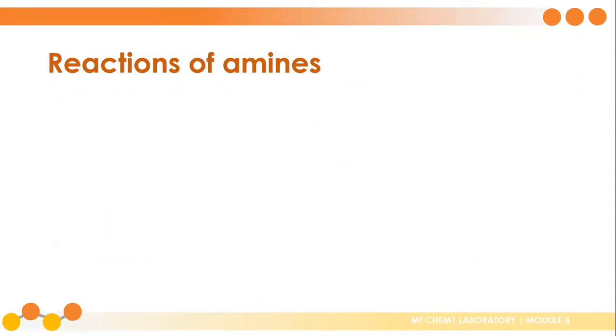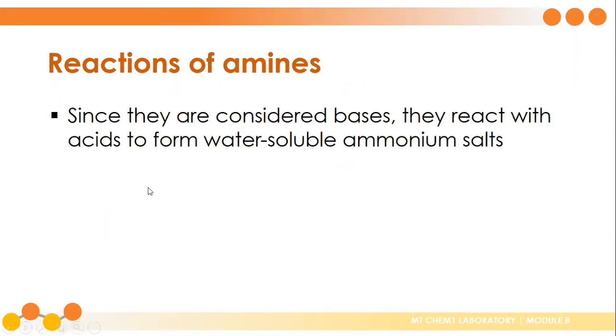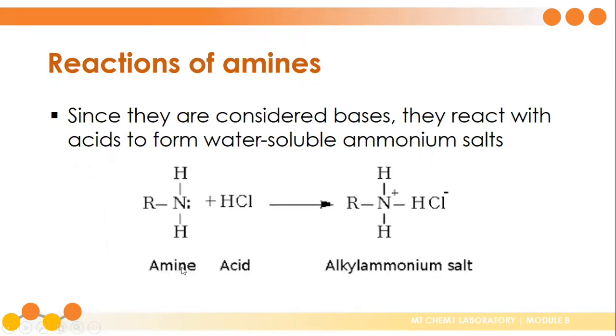How about the reaction of amines with other compounds? Since amines are considered bases, even if they are weak bases, they react with acid to form a water-soluble ammonium salt, or what we all know as neutralization. So if you react an amine, which is a weak base, with an acid, it will produce an ammonium salt. We call it an alkyl ammonium salt if it has an R group in it.